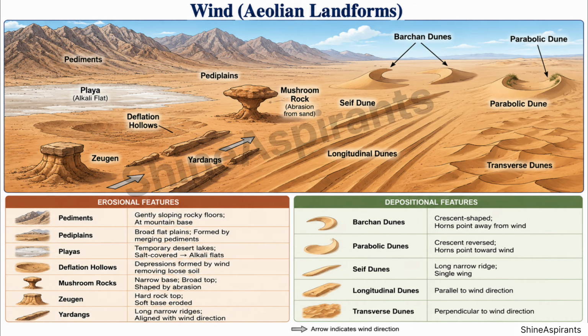Depositional features. Barchan dunes, crescent-shaped, horns point away from wind. Parabolic dunes, crescent reversed, horns point toward wind. Scythe dunes, long narrow ridge, single wing. Longitudinal dunes, parallel to wind direction. Transverse dunes, perpendicular to wind direction.